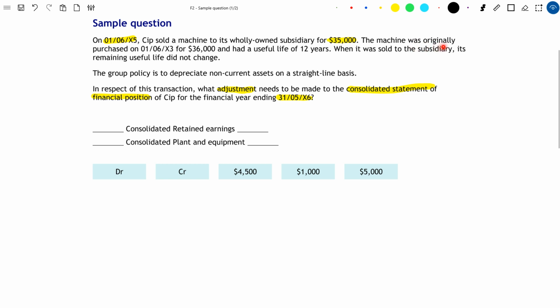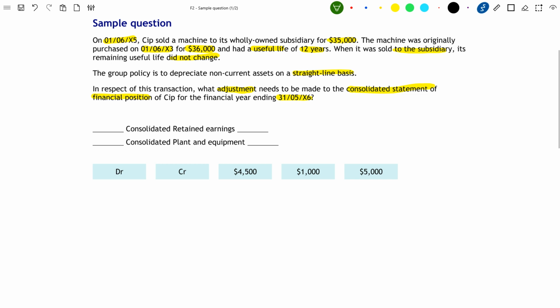The machine was originally purchased on the 1st of the 6th X3 for $36,000 and had a useful life of 12 years. When it was sold to the subsidiary, its remaining useful life did not change. The group policy is to depreciate non-current assets on a straight line basis. That's all the information we need to figure this question out. What we're doing effectively is an unrealized profit adjustment, because the parent has sold a machine to its subsidiary at a markup, but we can't include that markup in the group accounts.